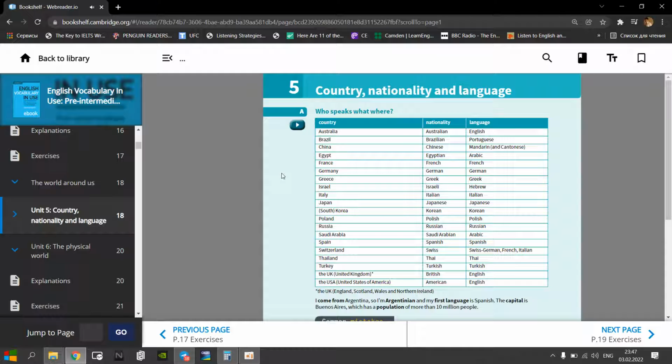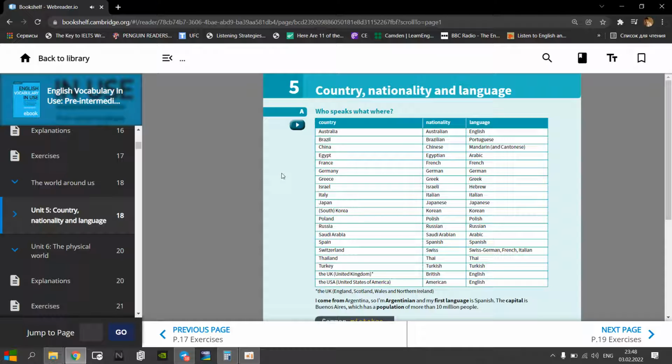Poland, Polish, Polish. Russia, Russian, Russian. Saudi Arabia, Saudi Arabian, Arabic. Spain, Spanish, Spanish. Switzerland, Swiss, Swiss German, French, Italian. Thailand, Thai, Thai.